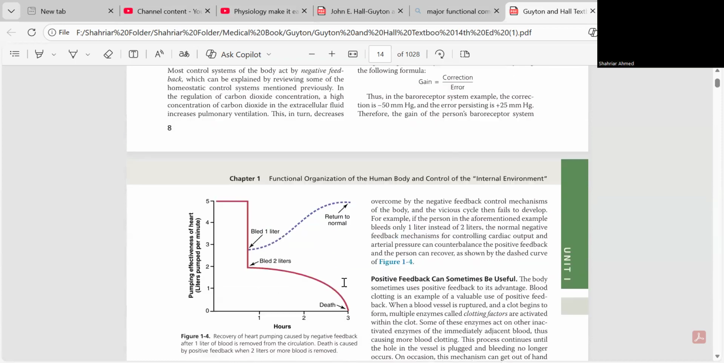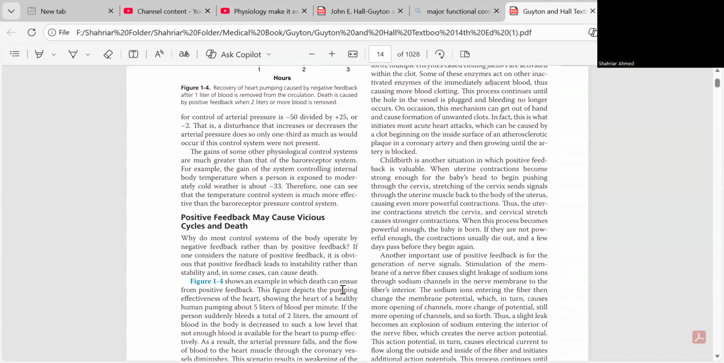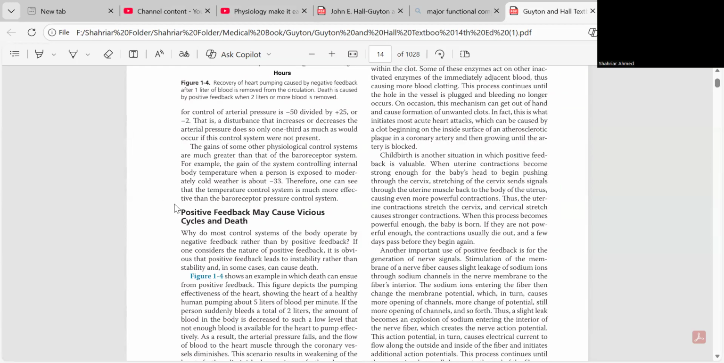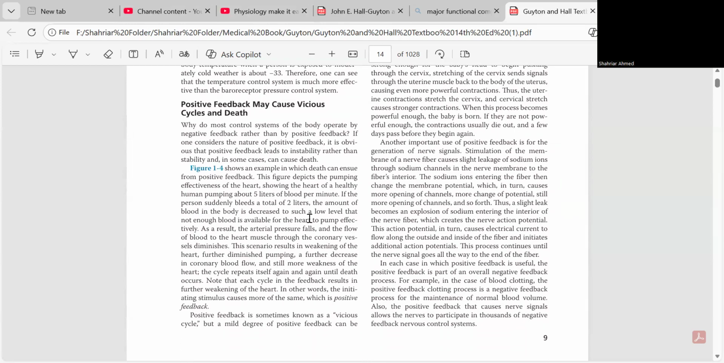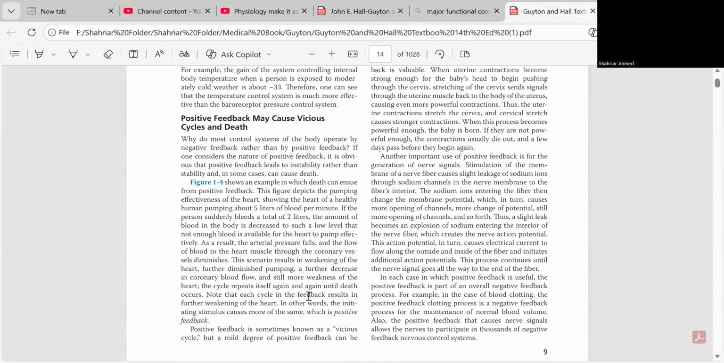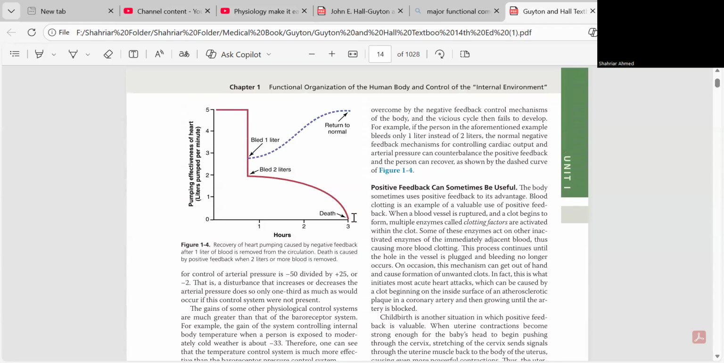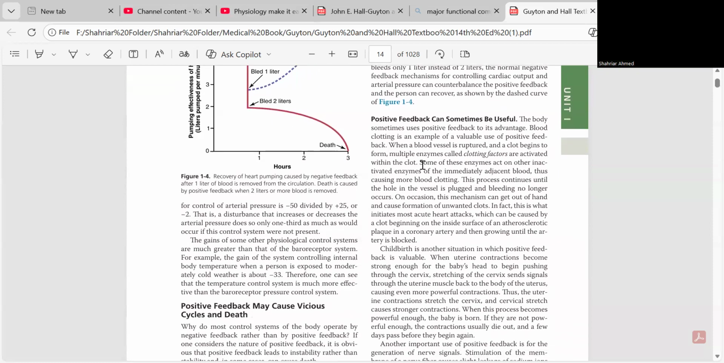So you will be asked 2 questions from here. One, positive feedback system may cause a vicious cycle. How? You will describe it, and you will memorize it because this is a written question. And another is, if someone bleeds 1 liter, what would happen? You will say the positive feedback system will be replaced by the negative feedback system and the patient will recover.